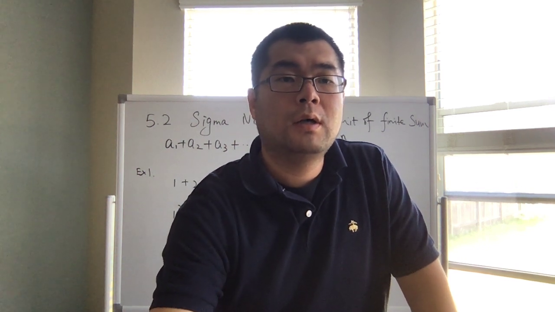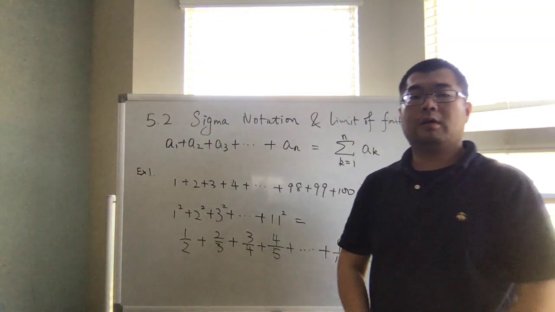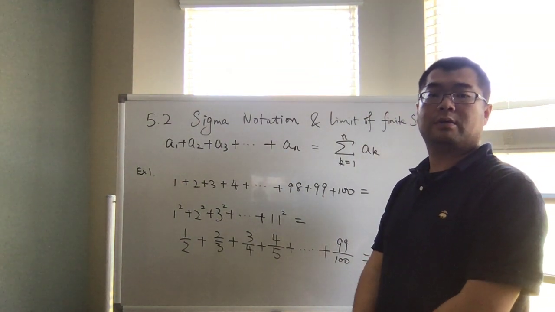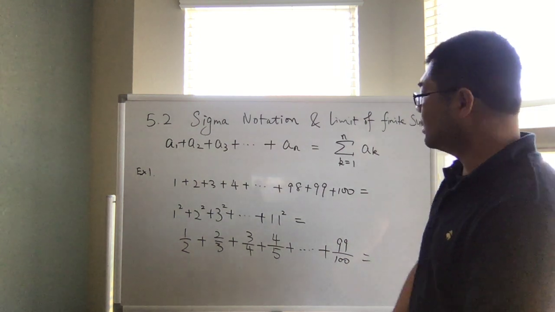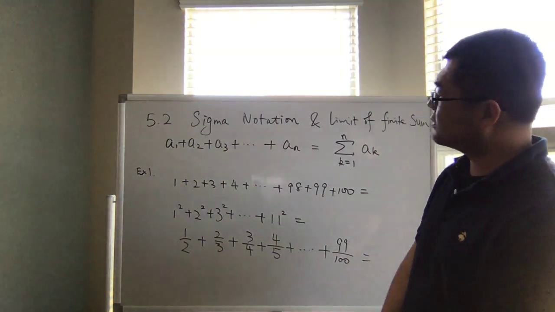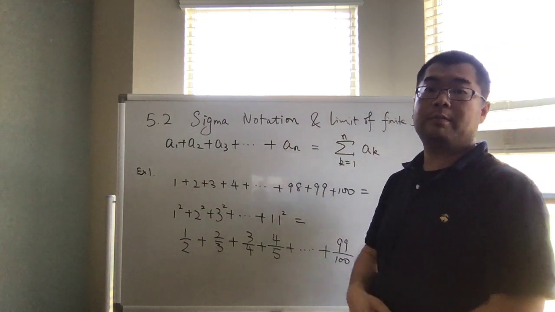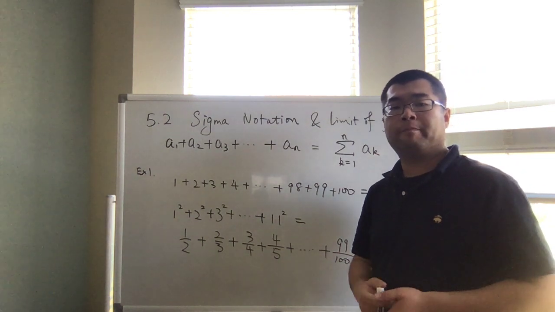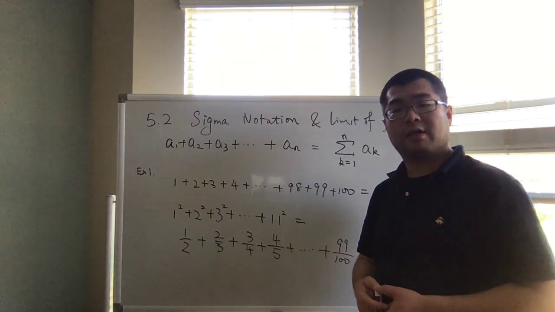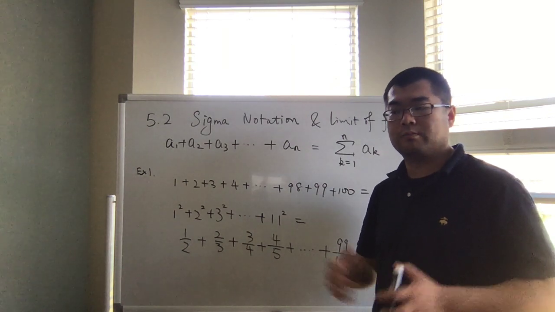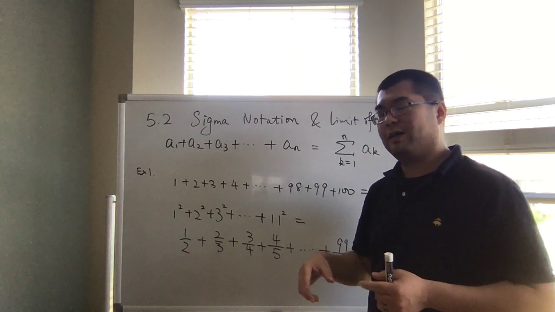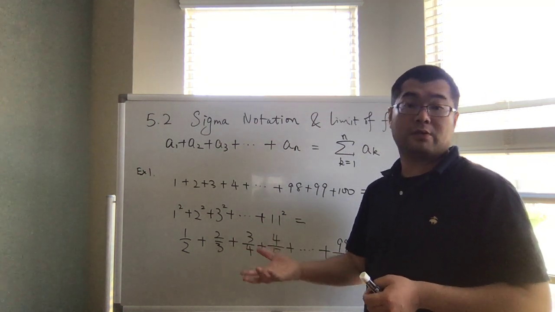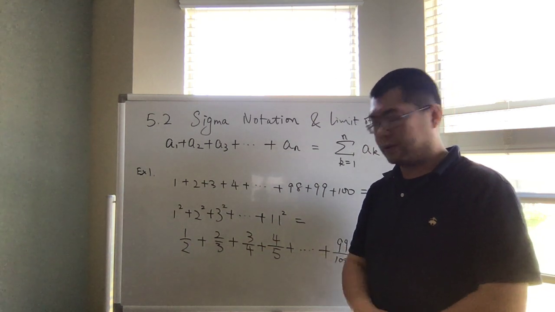Okay, let's talk about another section, sigma notation and the limit of the finite sum. The main focus will be the sigma notation, and then the limit of the finite sum. I might touch one example, and there's another concept called the Riemann sum, which builds the bridge between the limit of the sum and the definite integral. I'll briefly talk about it later on.